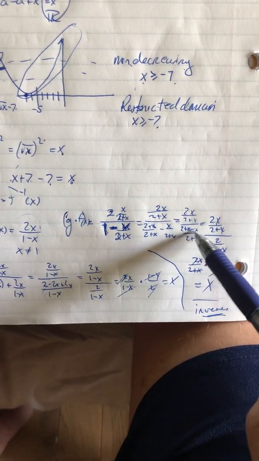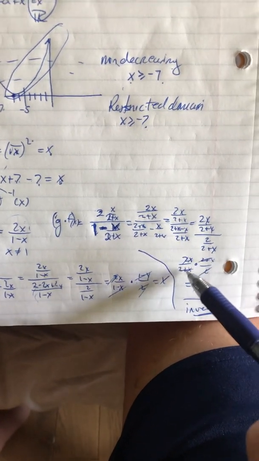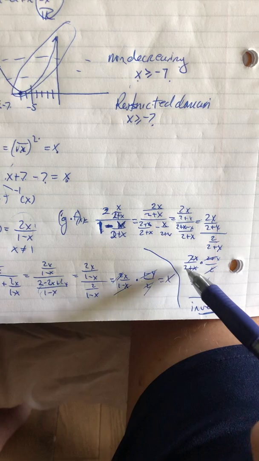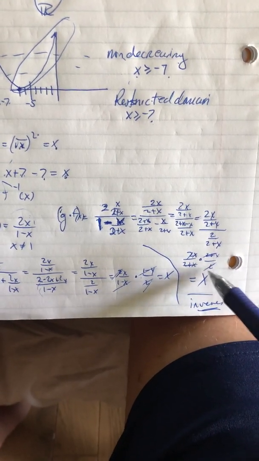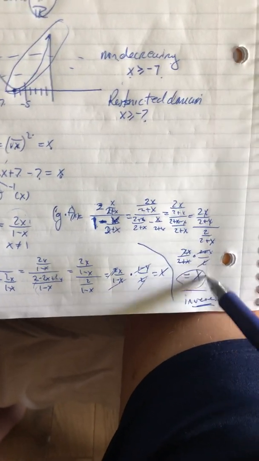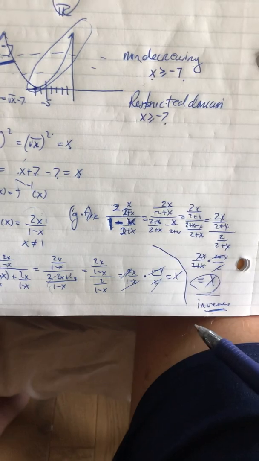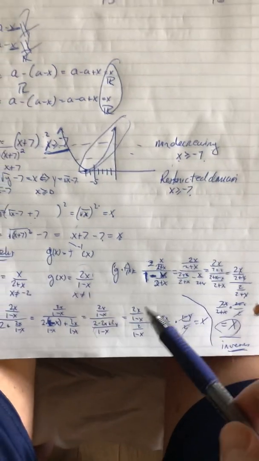The x's eliminate, so I just have a 2 over the 2 plus x. Copy dot flip, so I have 2x over 2 plus x times 2 plus x over 2. The 2's cancel. The 2 plus x, 2 plus x cancels. We're left with it equals x, and so they are the inverses of each other.